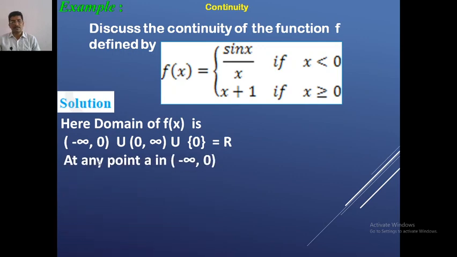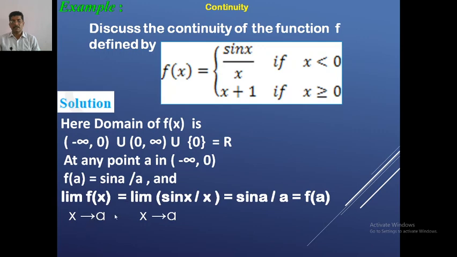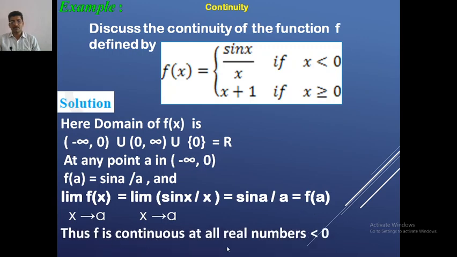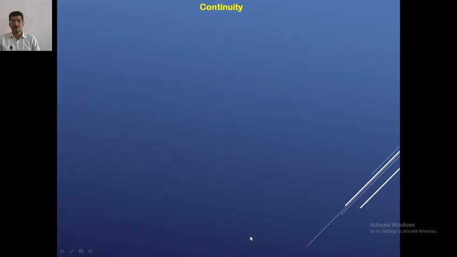Next, verifying one by one at any point a in the open interval minus infinity to 0. Here, you know that the value of the function f(a) is equal to sin a divided by a. It's a finite real number. And the limit of f(x) as x tends to a is equal to the limit of sin x divided by x as x tends to a. This is also equal to sin a divided by a. Its value is equal to the value of the function at the point x is equal to a. Here a is any arbitrary point in the open interval minus infinity to 0. Therefore, the given function is continuous at all real numbers less than 0. It means for negative real numbers, this function is continuous.